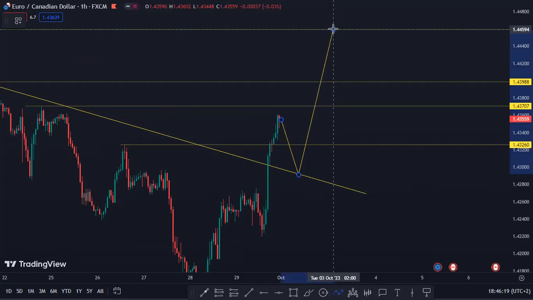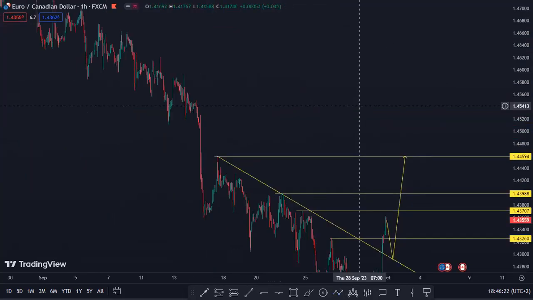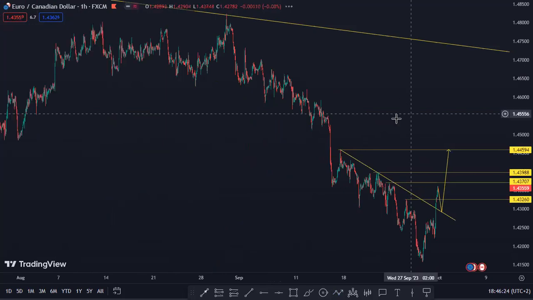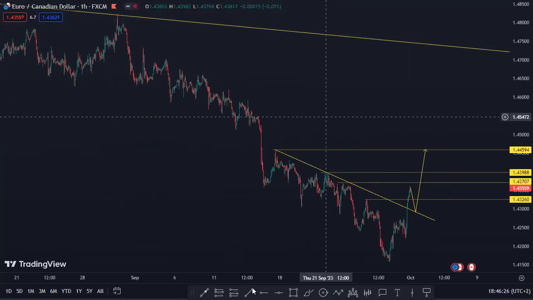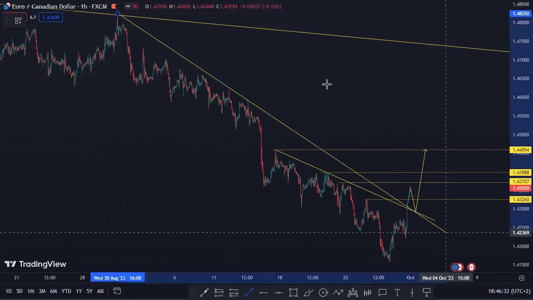But overall speaking, guys, we are looking for those buying opportunities. But on a daily time frame, our overall direction is obviously sells, guys. Hence, you can see here we also have another structure here. Oh, but it's a breakout, so it doesn't matter.